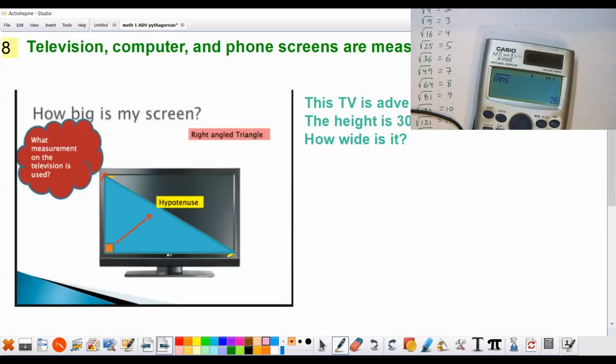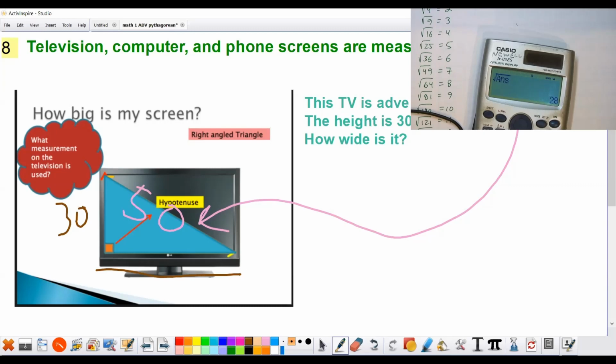A TV is advertised as 50 inches. When they talk about the size of a TV, did you know they're telling you the hypotenuse? When it's 50 inches, they mean it's 50 inches diagonally. If the TV were 30 inches tall, how wide is it? So if you have a 50-inch TV, if you're so lucky to have one that big at home, measure it. It's not 50 inches across, but it's 50 inches diagonally, the hypotenuse.